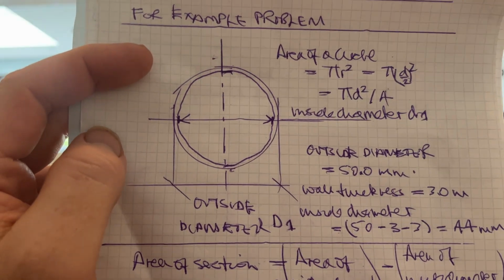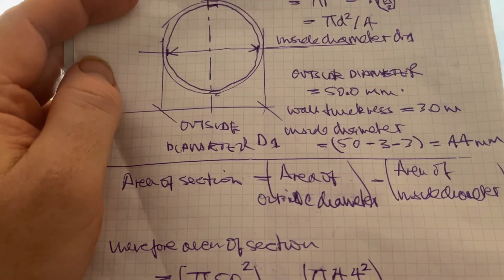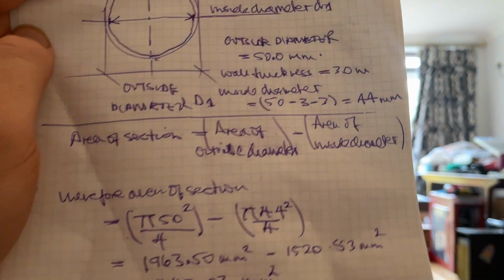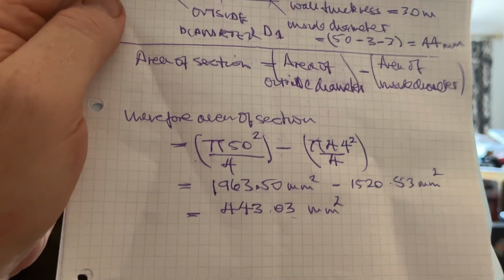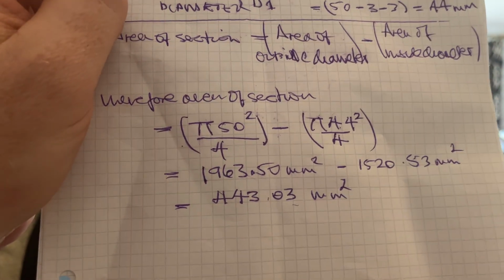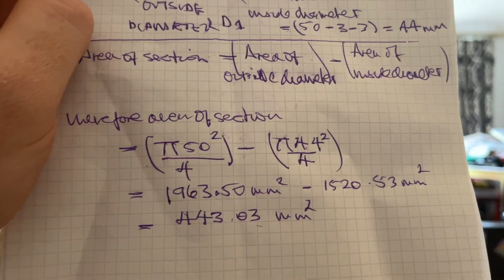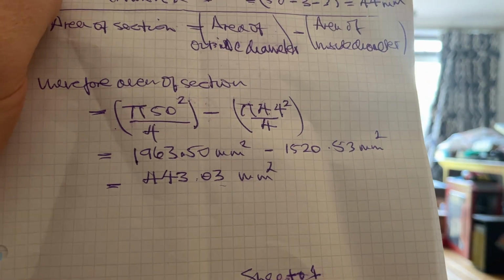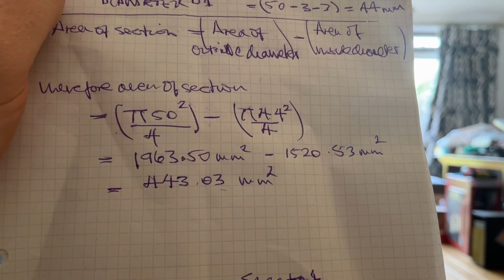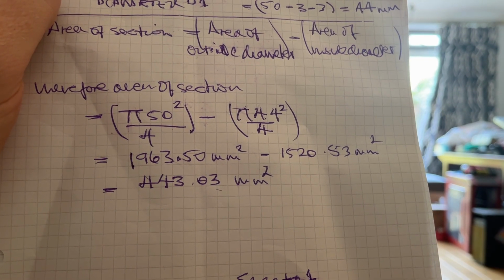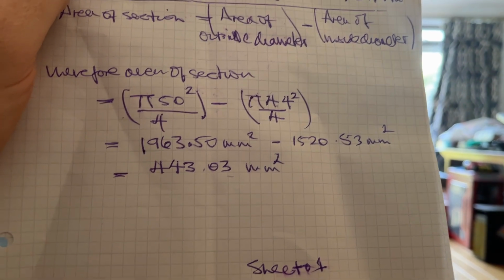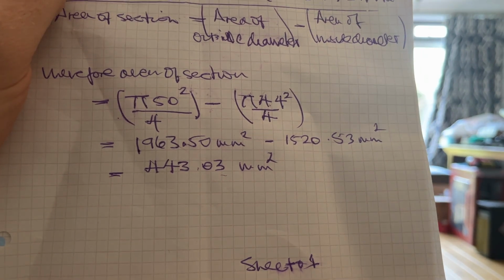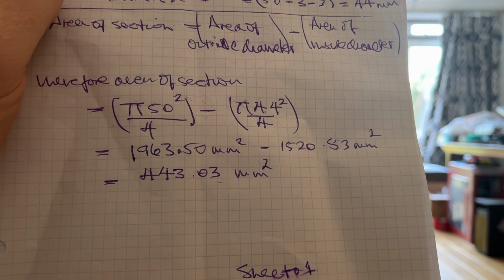Sorry, my drawing's not very good. The area of the section equals area of outside diameter minus area of inside diameter. Therefore, the area of the section is pi 50 squared over 4 minus pi 44 squared over 4, which is 1963.50 minus 1520.5 equals 443.03 millimeters squared. That looks right, doesn't it?